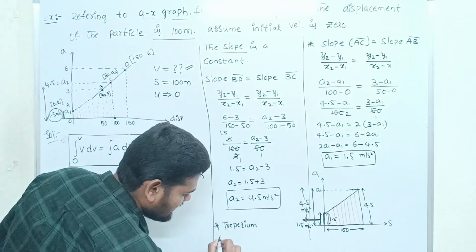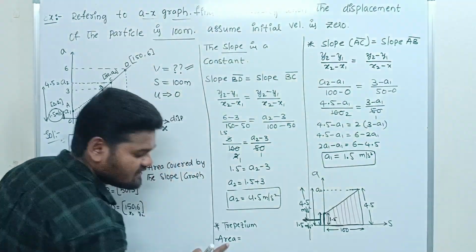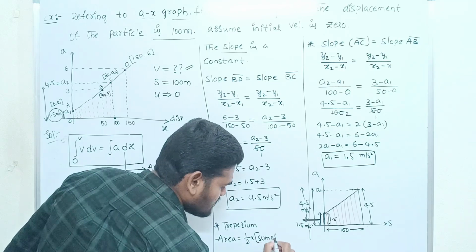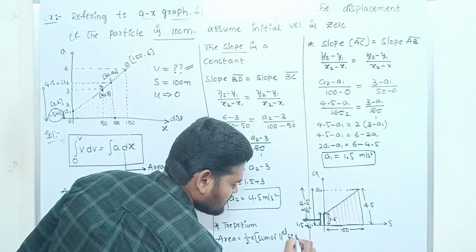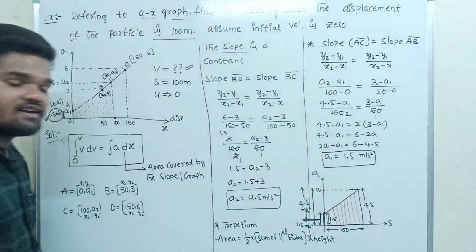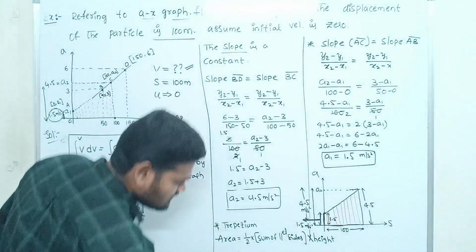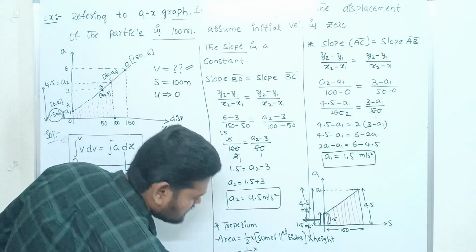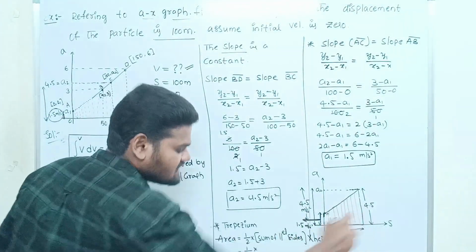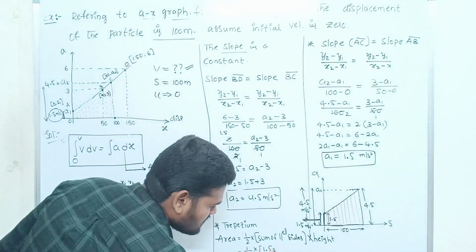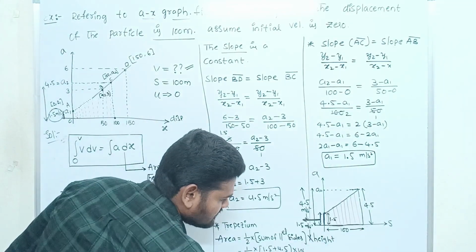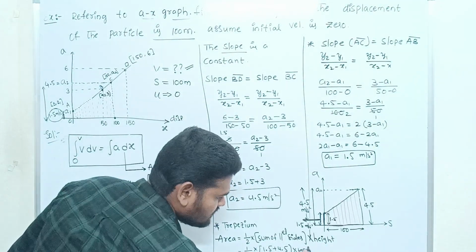So what is the formula for the area of a trapezium? Half into sum of parallel sides into height. Are you getting it? Okay, very good. So have a look. This is equal to half into the sum of parallel sides. This is 1.5, this is 4.5. The sum of parallel sides is 1.5 plus 4.5, into the height of the trapezium, which is 100. So two ones are two, two fifties are 100.